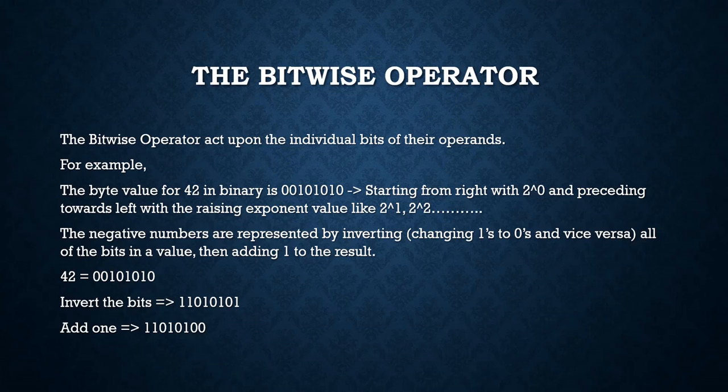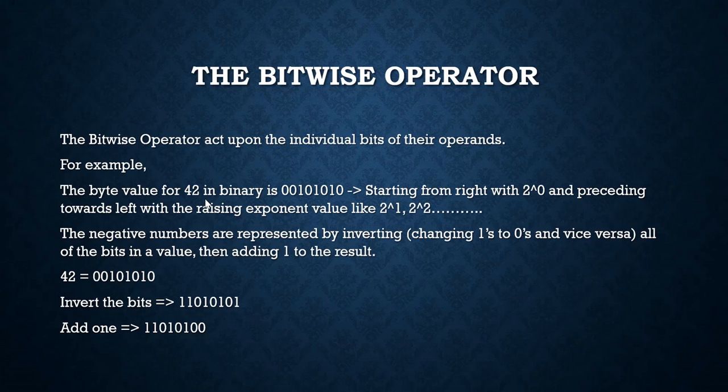Bitwise operators act upon the individual bits of an operand. As we know, any number can be represented in its binary form, and the binary bits are either 0 or 1. For example, the binary value for 42 is 00101010. To check that this binary equals the integer value 42, you multiply each bit by a power of 2, starting from the right with 2 power 0, and proceeding towards the left with rising exponents like 2 power 1, 2 power 2, 2 power 3, and so on.